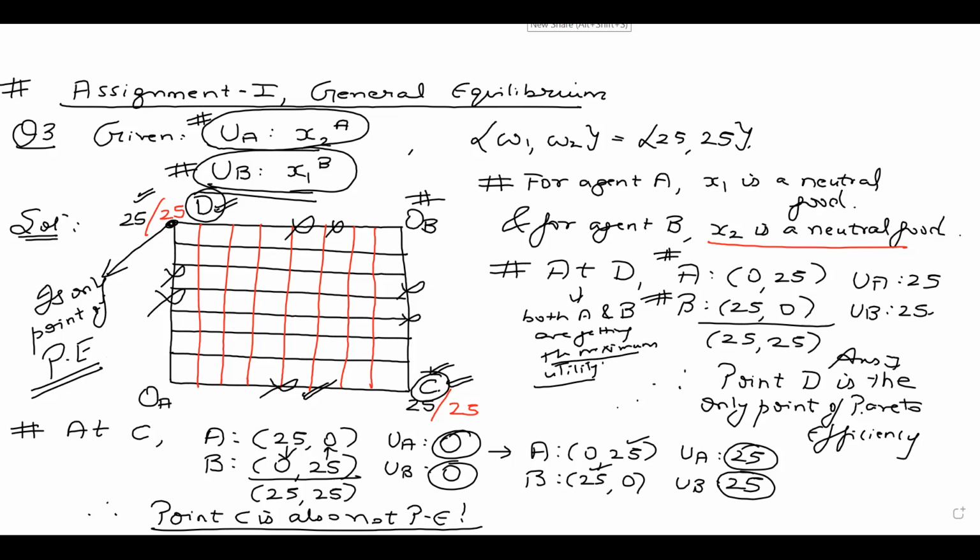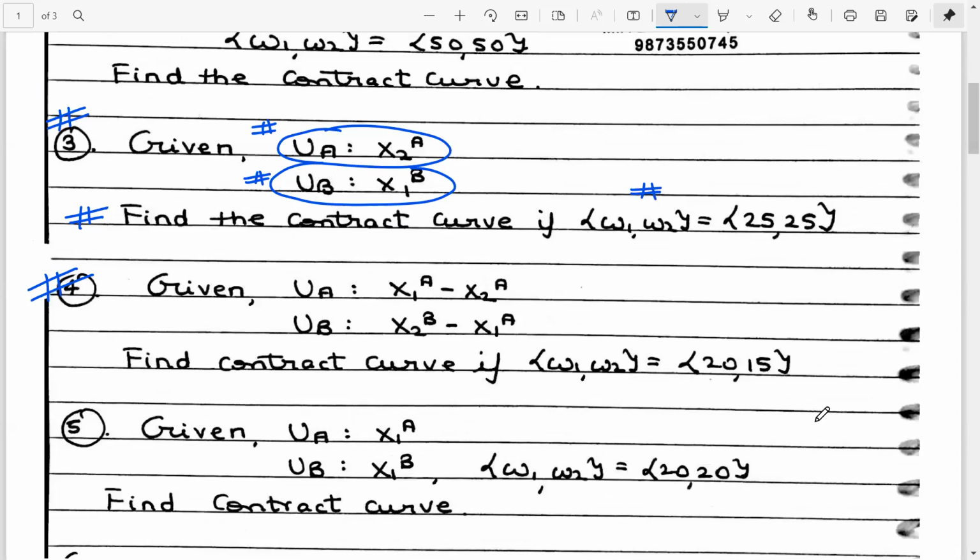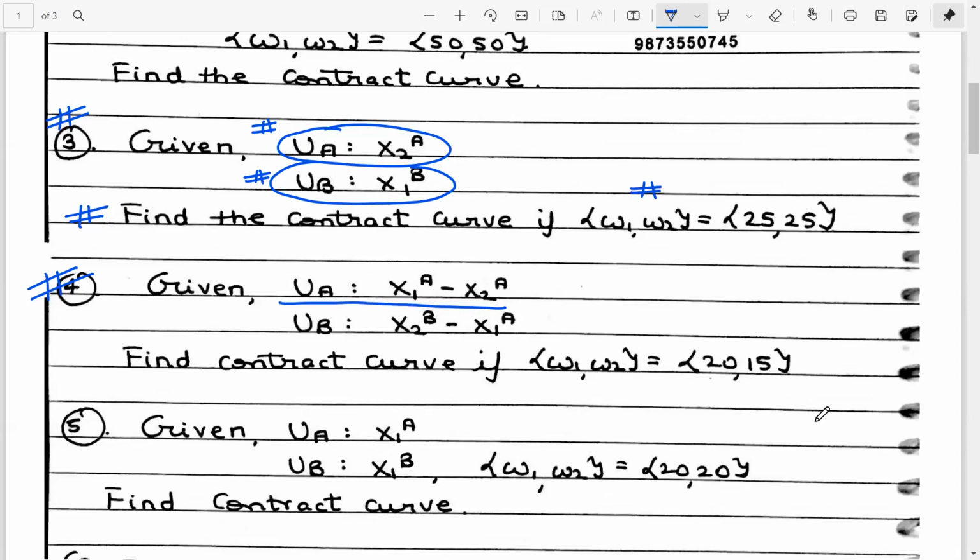Let's come back to the assignment. Let us now look at question number 4. So utility of A is x1A minus x2A. Utility of B is x2B minus x1B. And the bundle which is given to us, the endowment vector, is 20,15. If you closely observe the utility function, you can see that for agent A, x2 is a bad, for agent B, x1 is a bad. Okay, so let's quickly come to the whiteboard and solve this question.